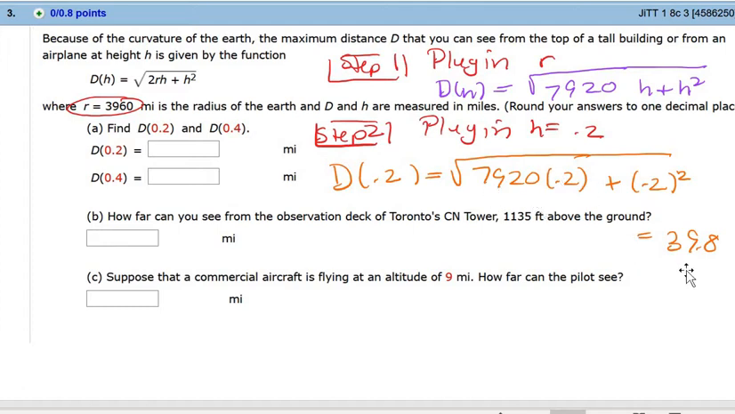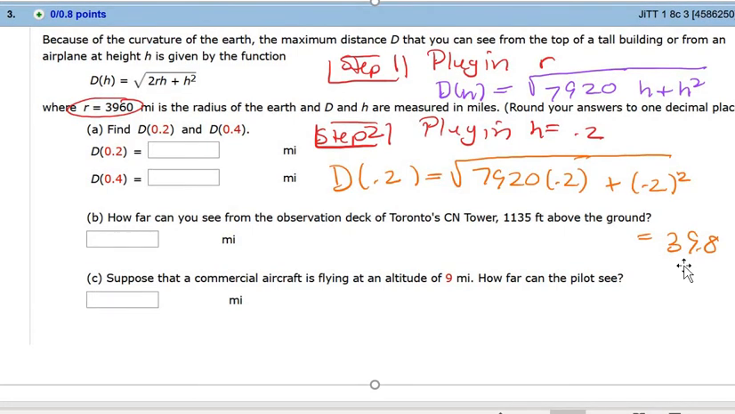I just did it on Google Calculator. You get 39.8. You'll get something different because your numbers won't be the same. But the only thing to be careful here is how you plug it into the calculator. So make sure that you're plugging in correctly. So I literally typed in 7,920 times 0.2 plus 0.2 squared on Google Calculator, got that number, and asked it to take the square root of that number to get 39.8.